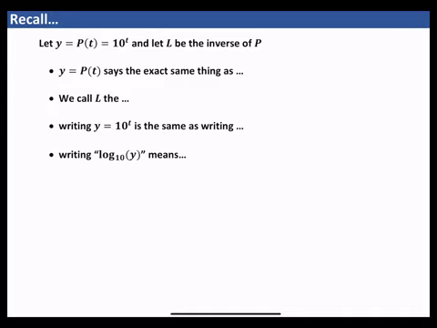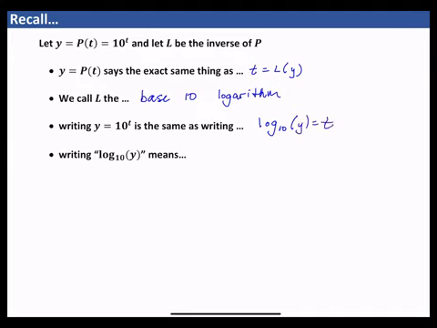Okay, so we know that if p and L are inverses, then y equals p of t says the exact same thing as t equals L of y. And this is because inverses say the same thing from two different perspectives. We call L the base 10 logarithm, and writing y equals 10 to the t is the same as writing log base 10 of y equals t. When we write log base 10 of y, what we mean is the power to which we raise 10 to get y.